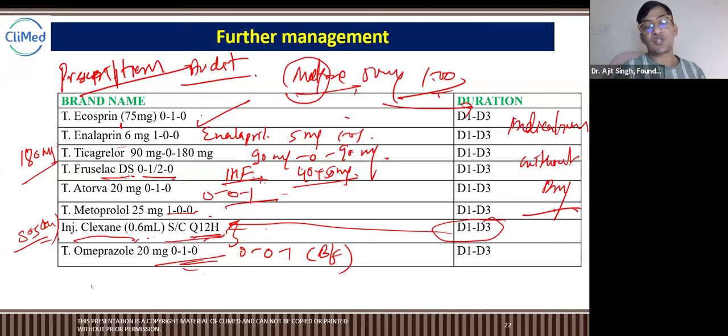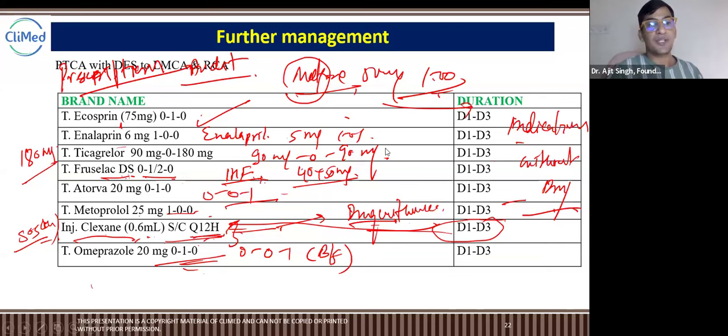Clexane was drug without indication. There is no indication for the Clexane, for the enoxaparin. So it was drug without indication. And there is diabetes, which is indication without drug. Understand? These are the important parts you must remember.